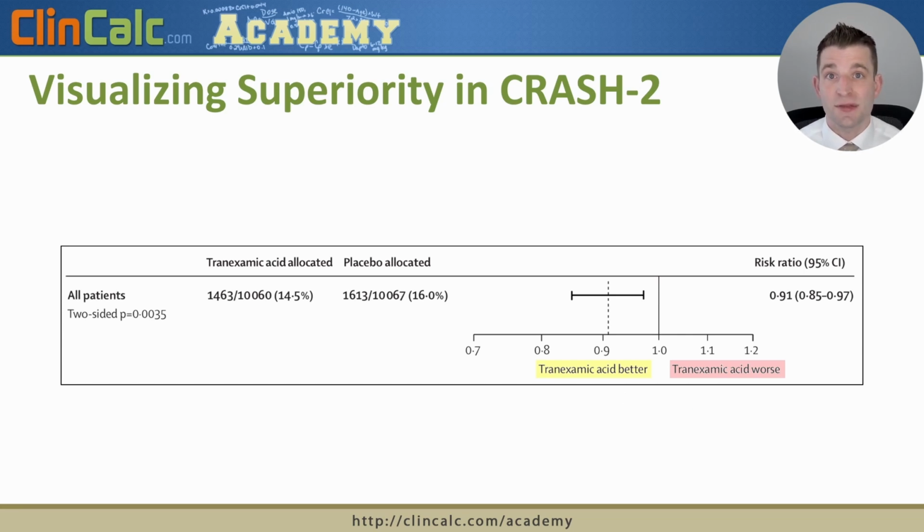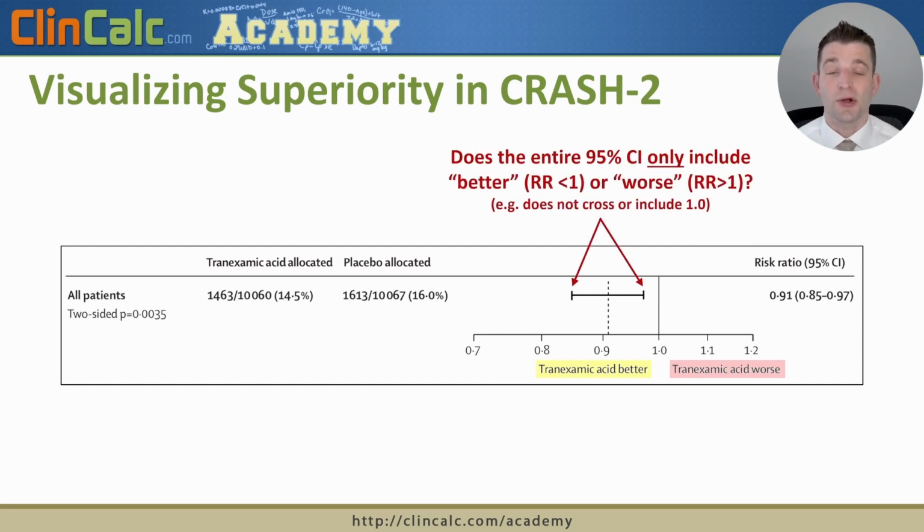So when we analyze a relative risk in a confidence interval for superiority testing, our question is really, does the entire 95% confidence interval only include values that are less than 1 or only include values greater than 1? Or in other words, do we cross 1.0? So as long as all our values don't include 1.0, we would conclude superiority for one therapy or the other therapy.